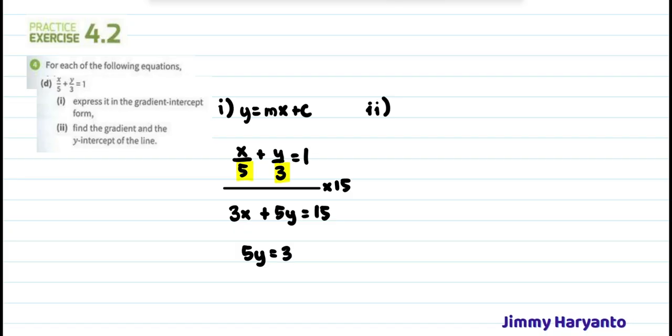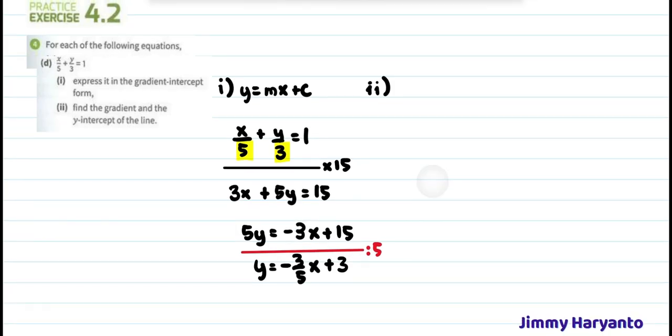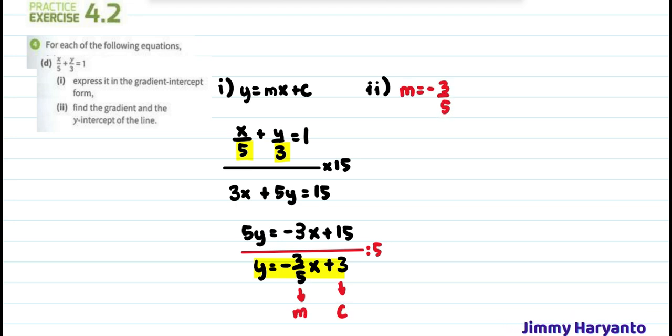And then we have to move the 3x. You have negative 3x plus 15. And then you divide them all by 5. You'll have negative 3x over 5 plus 3. This one is divided by 5. And that's it. This is y equals mx plus c. And then the second question wants you to find the gradient. This is the gradient, this is the c. So the gradient is negative 3 over 5. The c equals 3. That's it.